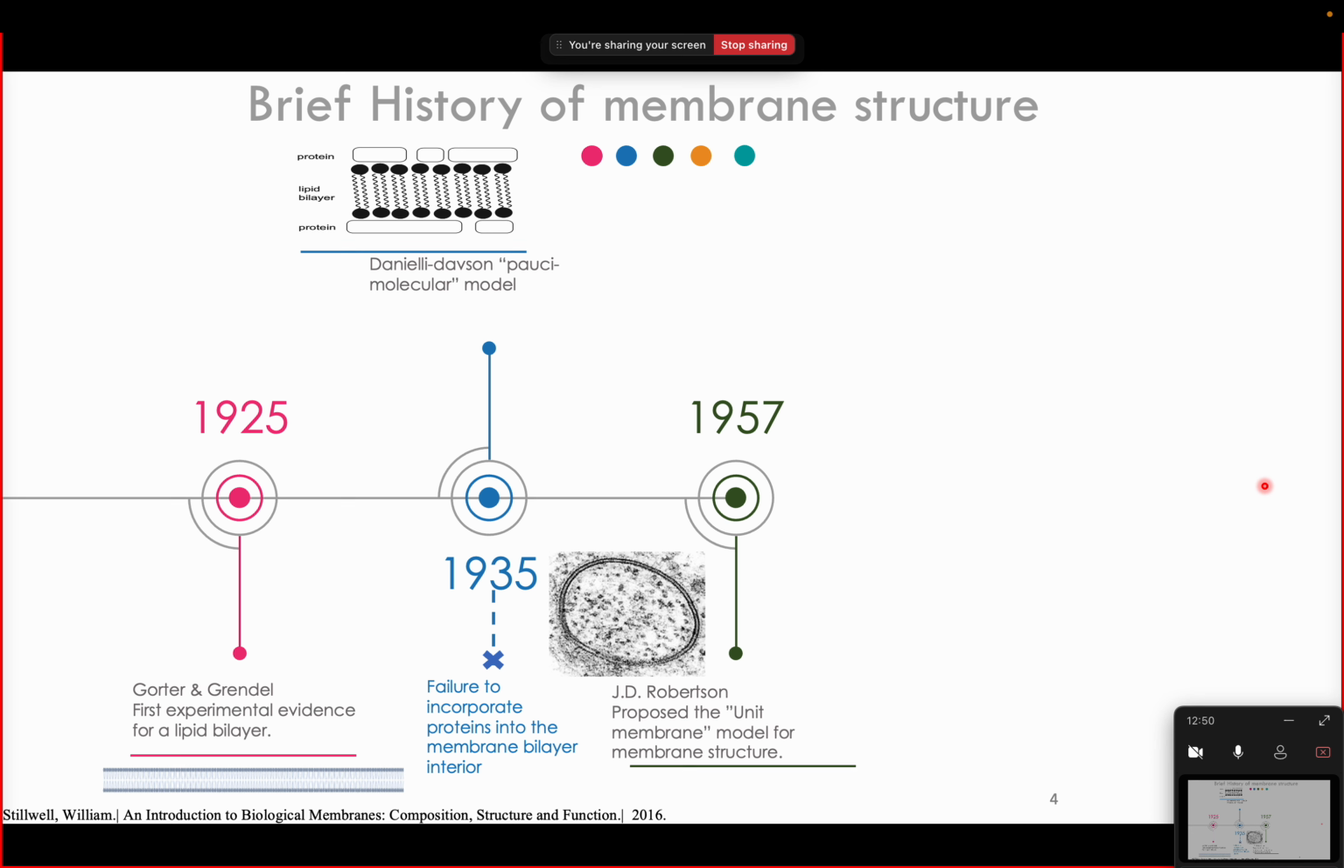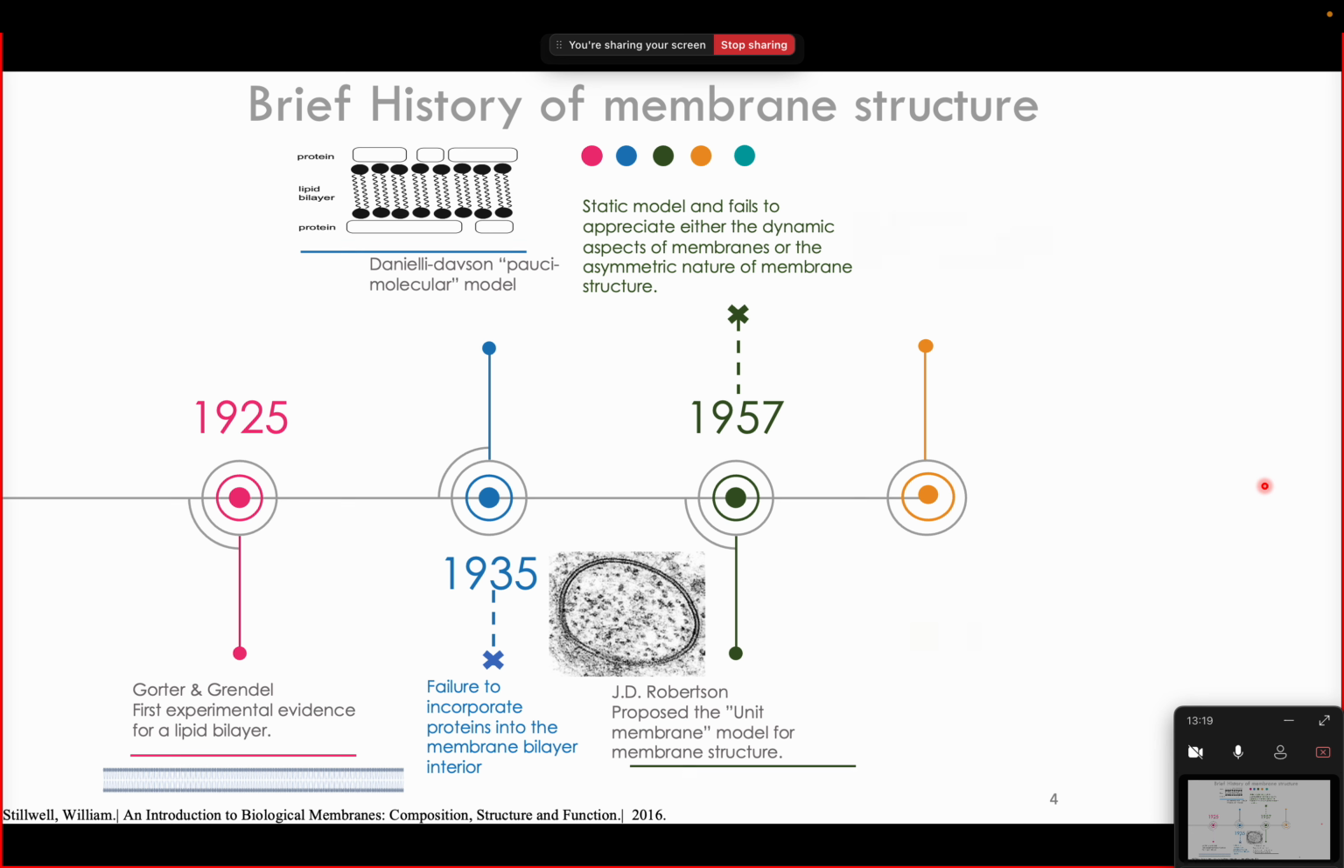Okay, then in 1957, the Robertson model, which is called the unit membrane model, came into play, which basically said that it's a lipid bilayer and proteins are there. That's it. But it also has certain flaws: it is a static model, and it basically fails to appreciate either the dynamic aspects of the membrane or the asymmetric nature of the membrane structure.